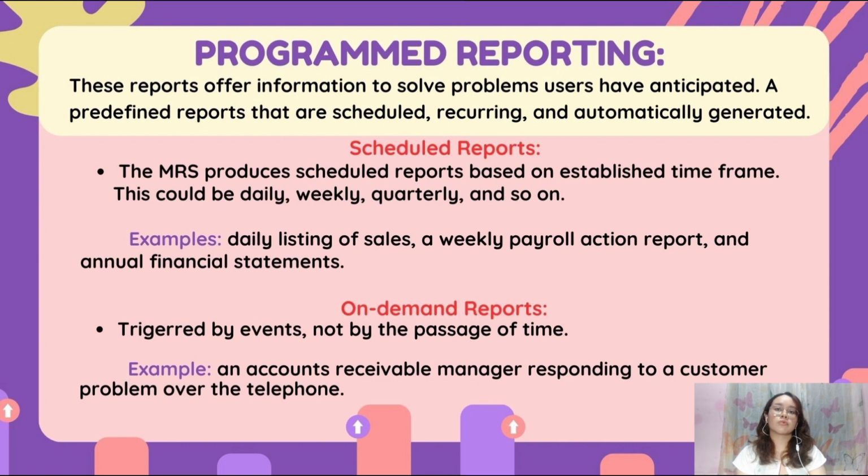So under our program reporting, we have two subclasses, which are scheduled and on-demand reports. Let us first have the scheduled reports. Scheduled reports are automatically prepared and disseminated on a regular basis in accordance with a schedule. These reports are made to offer stakeholders, decision makers, and other interested parties consistent and timely updates.